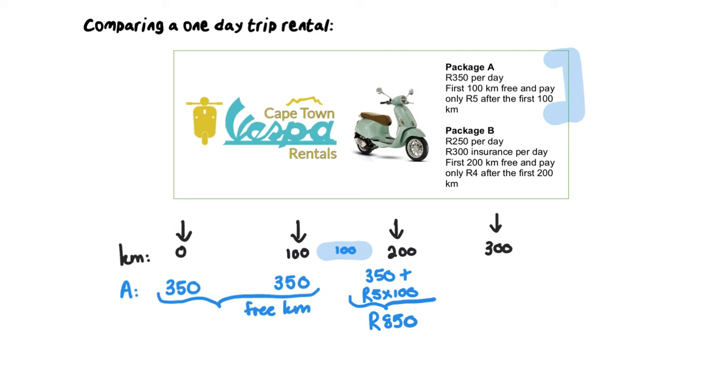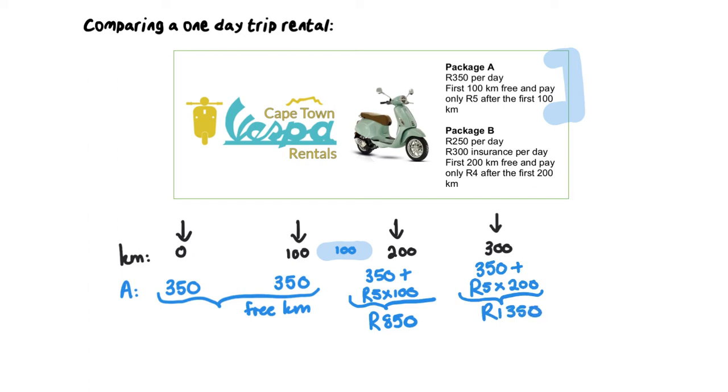Just to check that I understood that method, let's also do it for 300 kilometers. Remember that you have your fixed daily charge of 350. For 300 kilometers, you will actually only pay for 200 kilometers because the first 100 was free. Don't forget that. So that is going to give me 1,350 Rand.